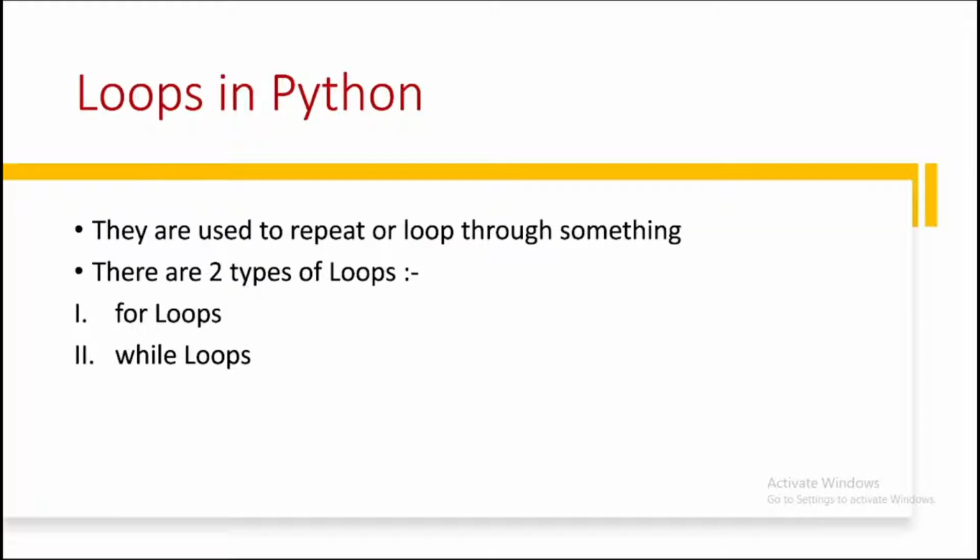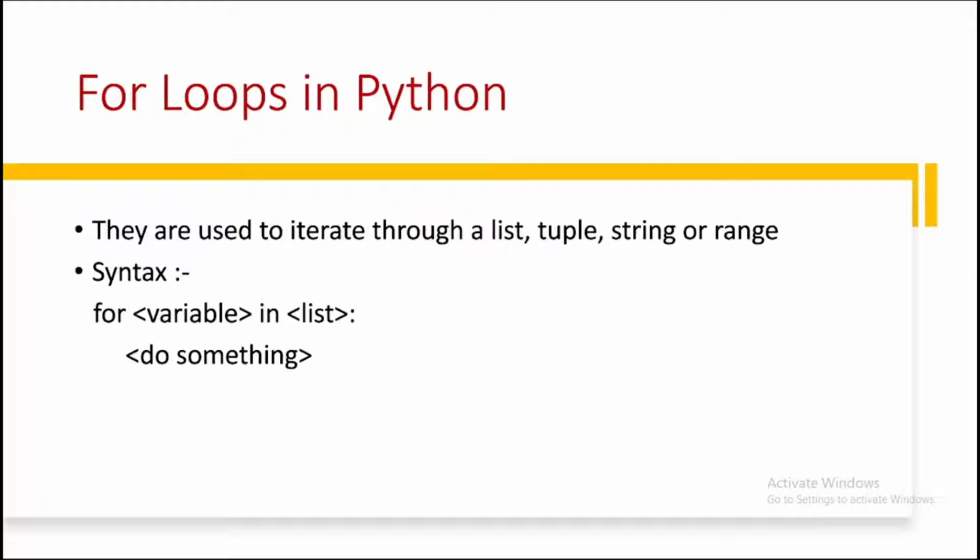Now, today we are going to learn about loops in Python. Loops are used to repeat or loop through something. There are two types of loops, for loops and while loops. We will learn more about them as we go further. So let us learn about for loops.